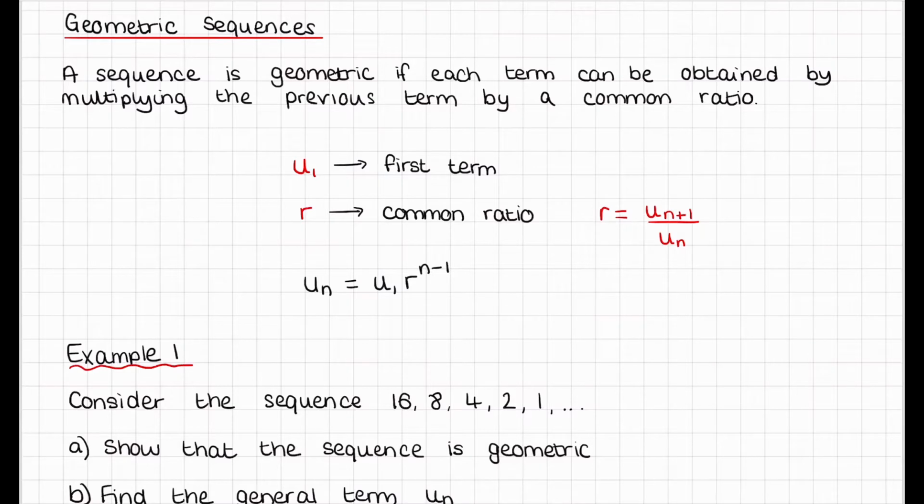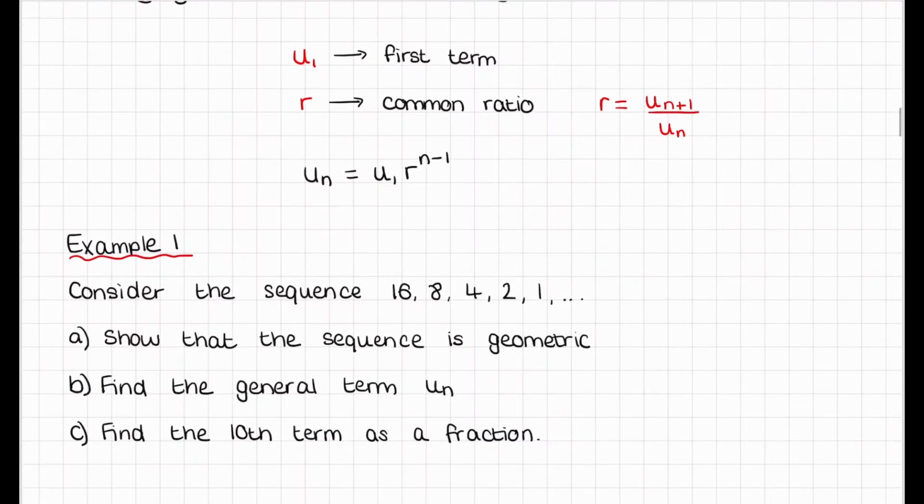What that means is you can use, say, u4 divided by u3, or u2 divided by u1, or u10 divided by u9. And our formula for a geometric sequence is un equals u1 times r to the power of n minus 1. So a couple of examples to show the different situations you might see with geometric sequences.